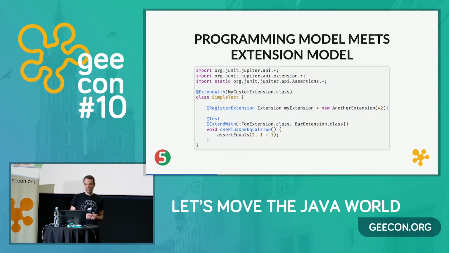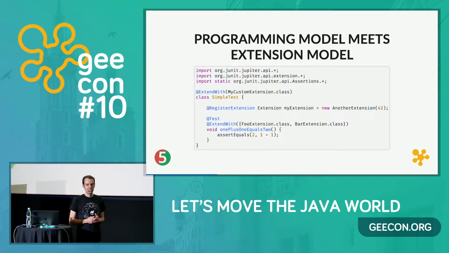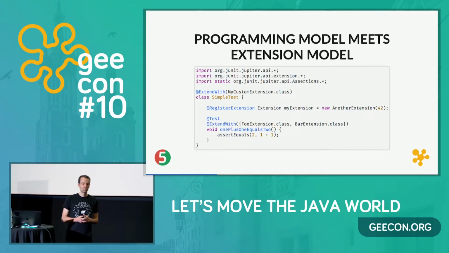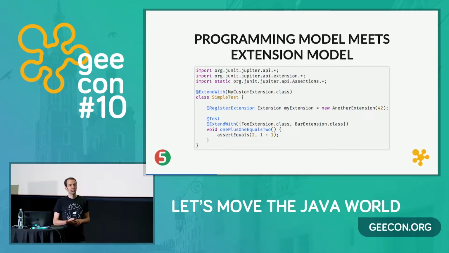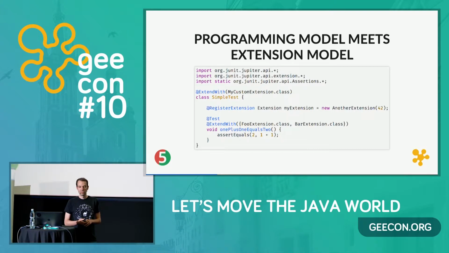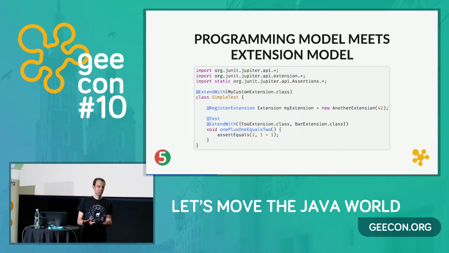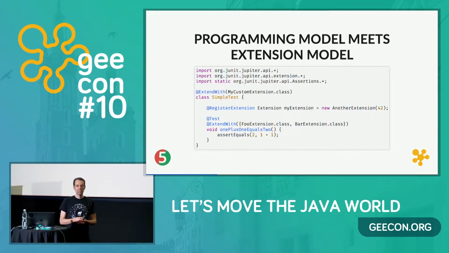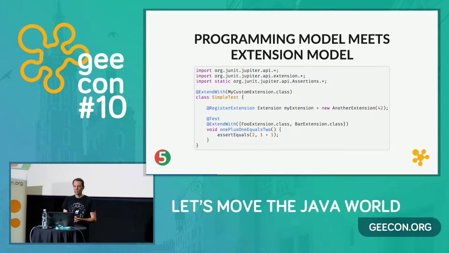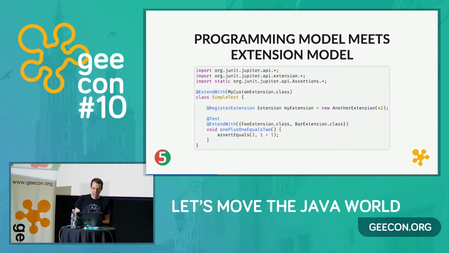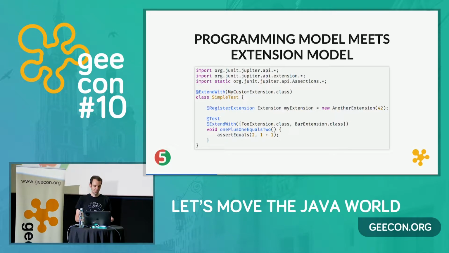All right, and this is how it looks. So you can, for example, annotate your class with ExtendWith. You can have a field and register it as an extension. You can also do it on the method level. And you can have multiple extensions in that ExtendWith annotation, or you could repeat the ExtendWith annotation multiple times.